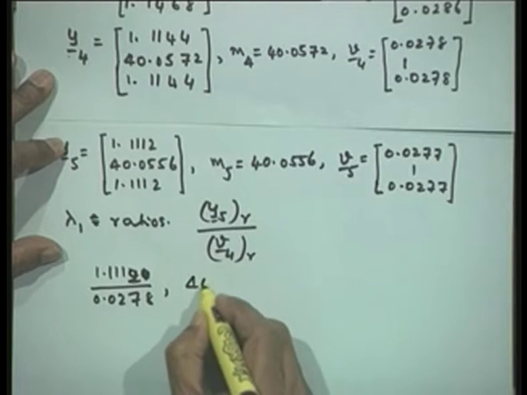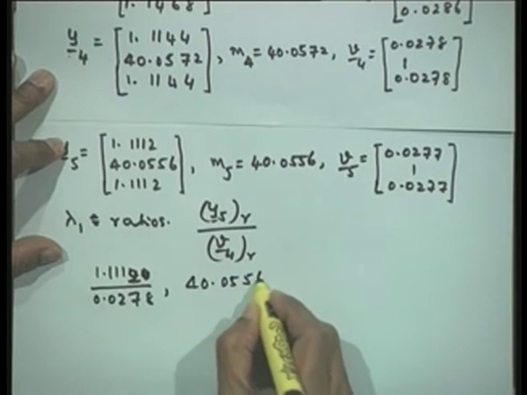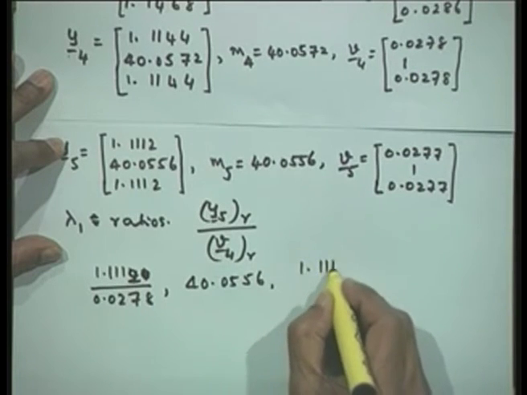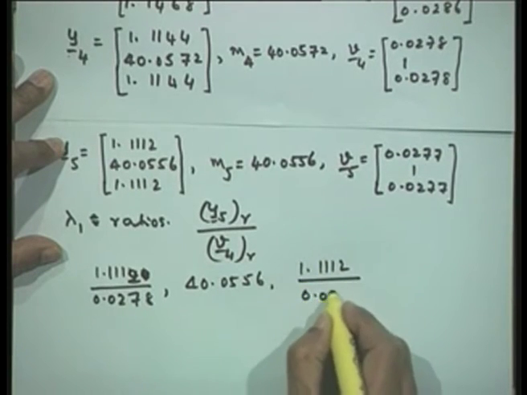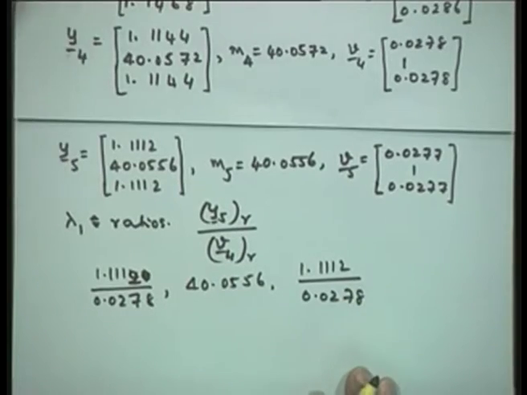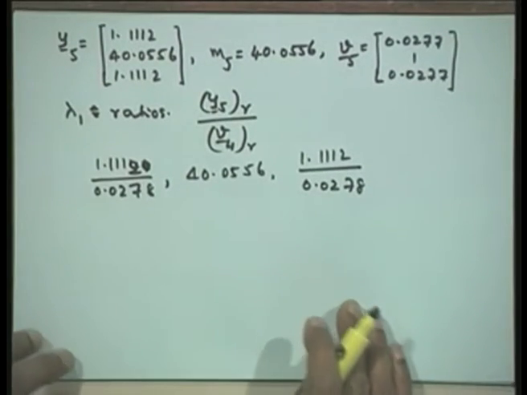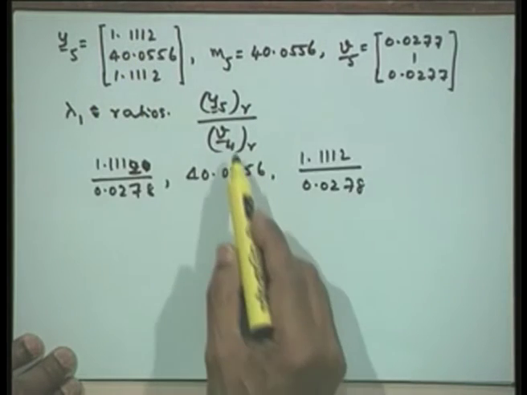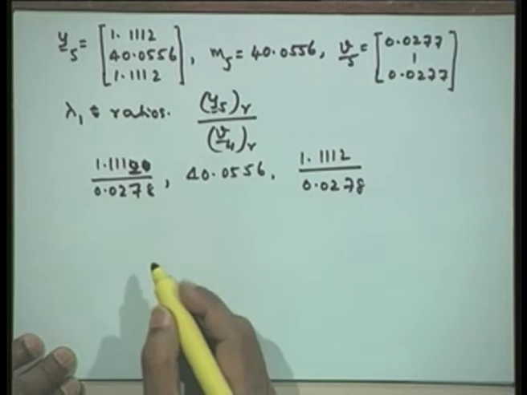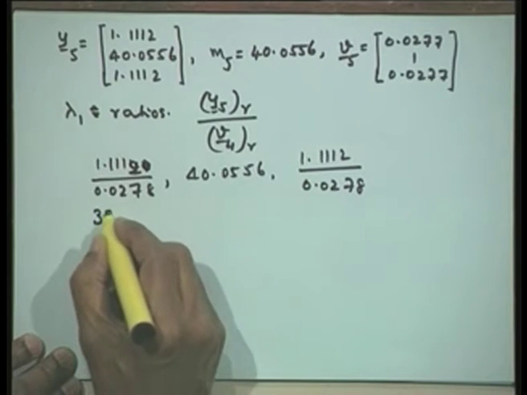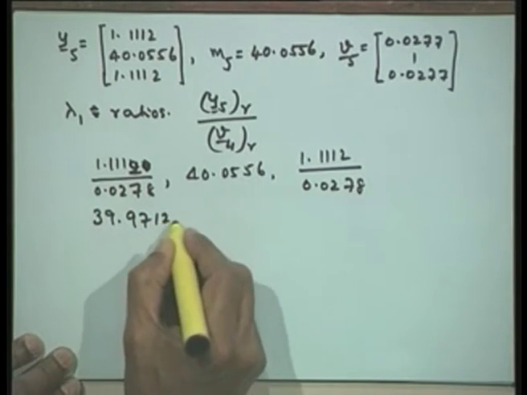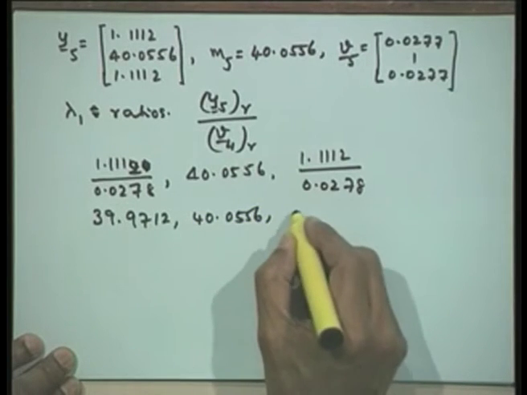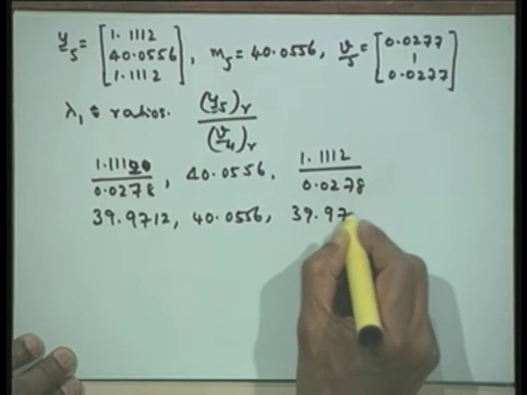and 40.0556 divided by 1, and the third one is 1.112 by 0.0278. This is the ratio of the component of the present Y and the previous V, that will give these ratios, and this is 39.9712, 40.0556, 39.9712.